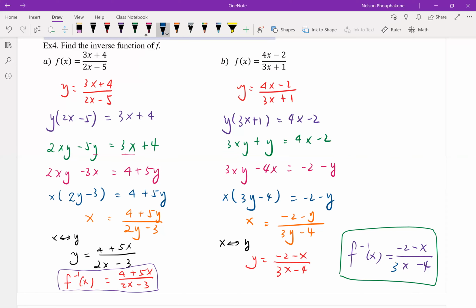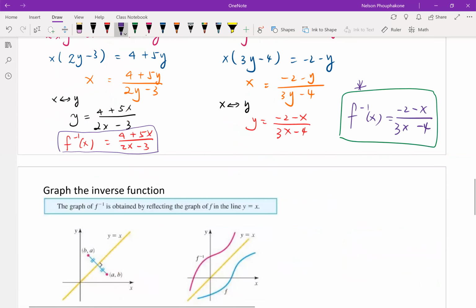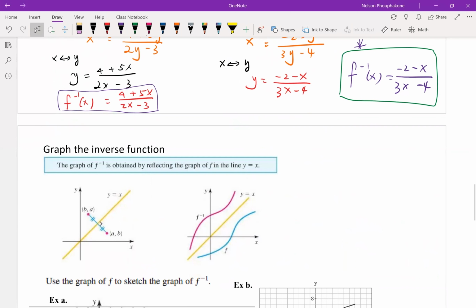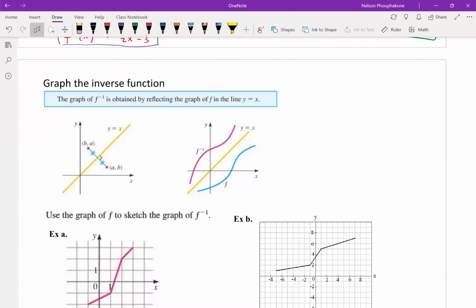Okay, and now we will see that for this one, we have the result f inverse of x equal to (negative 2 minus x) over (3x minus 4). Now this step right here is really important. So make sure that when you take the test, you write y as f inverse of x to finish the problem. Okay, so we know how to find the inverse function. Now, what do we want to do next? I would like to show you how we actually sketch the graph of the inverse function. How do we graph it?